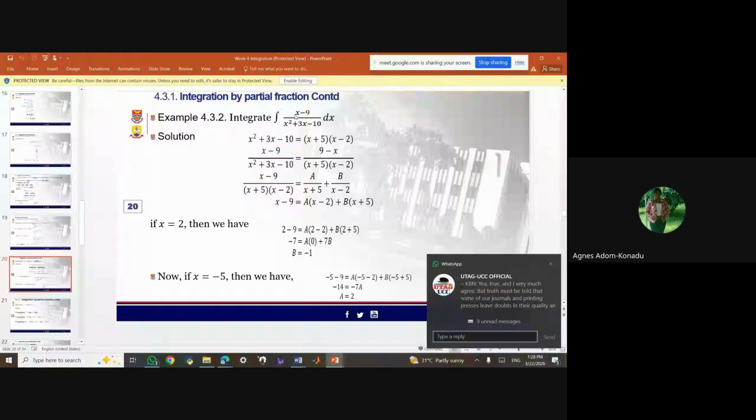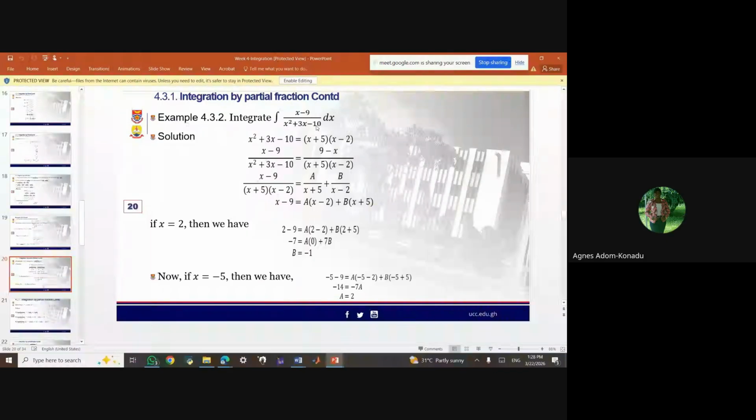So this one, madam, we want to integrate s minus 9 over s squared plus 3s minus 10. So as I said, you have to check the degree of the numerator and the denominator. Numerator is 1, denominator is 2. So I can go ahead and decompose. Let's see if we can find factors for the denominator. Okay. So the denominator is s squared plus 3s minus 10. This is a quadratic function.